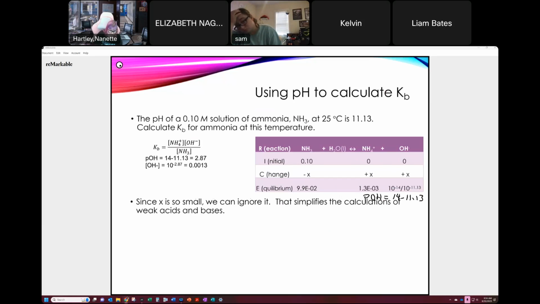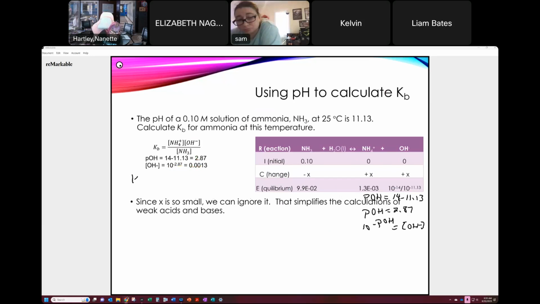So if I do that, 14 minus 11.13 gives me pOH equal to 2.87, and then 10 to the negative pOH is my OH minus concentration. So that's another way I can get to that number. It's entirely up to you which one you decide to do. Notice that's what I did over here. My OH minus is 10 to the negative 2.87, and that's equal to 0.0013. Now, if that's my OH minus, that's also equal to my NH4 plus.